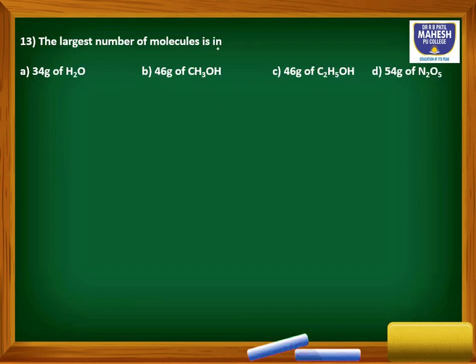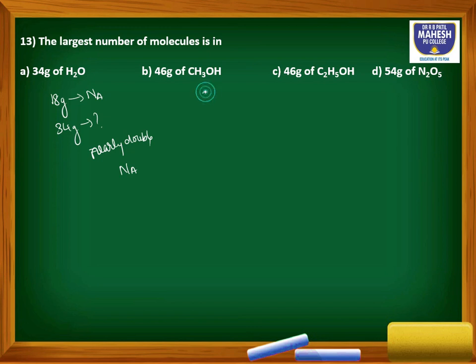The largest number of molecules is in which one? Let us find that out. So let us calculate approximately. We know that the molecular mass of water is 18. 18 gram has Avogadro number of molecules. Then 34 gram has how many? 18 into 2 is 36. Nearly double. Students, remember, nearly double of what? Avogadro number, nearly.